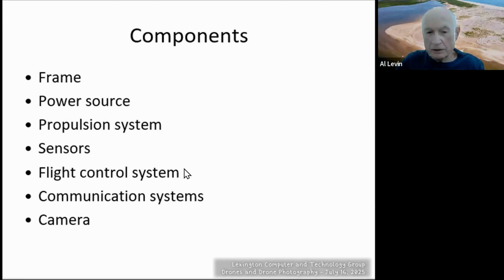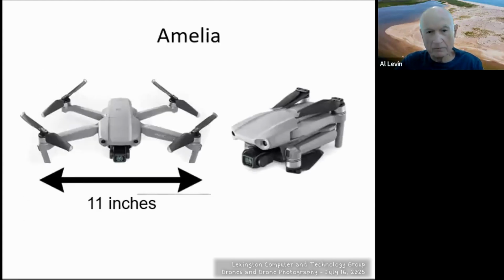We would definitely need a flight control system to give it instructions on how to fly. And we'd need a communication system that would be able to talk to the drone from our position on the ground. And finally, if we're going to take pictures, we need a camera. That's basically the components of a drone. And now we'll look at each component individually.